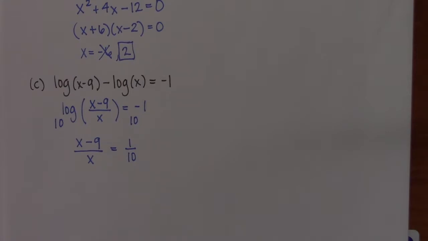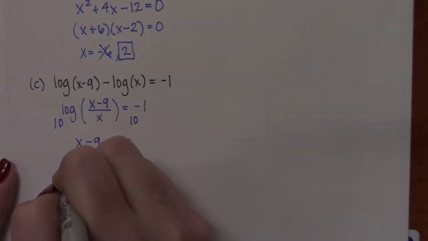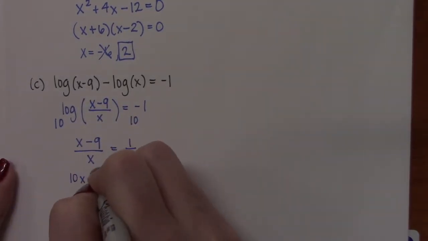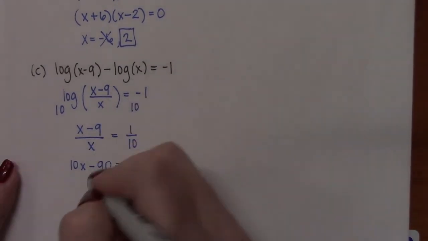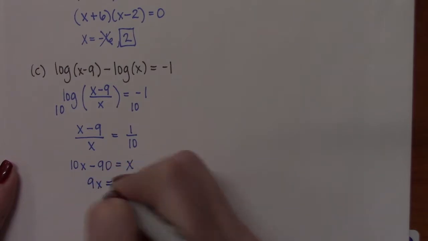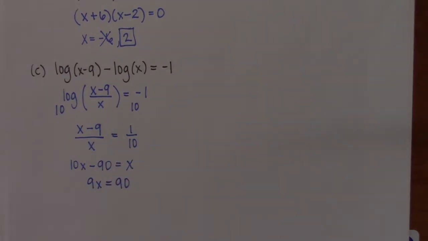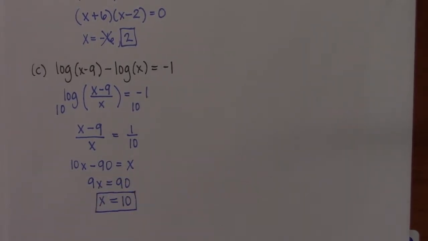So now if I want to finish this equation, I can just cross multiply. On the left, I'm going to get 10x minus 90 equals x. And so 9x will equal 90 because I subtracted x from both sides and added 90 to both sides. And x equals positive 10. And that answer is fine because if you go back and check, 10 minus 9 is 1, and 10 works fine in the log, so we can keep that answer.